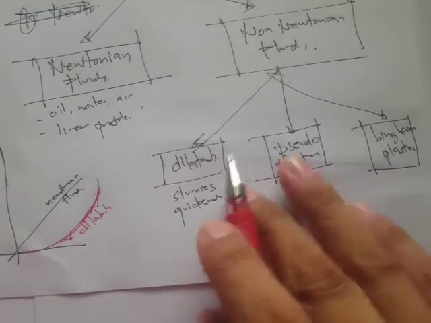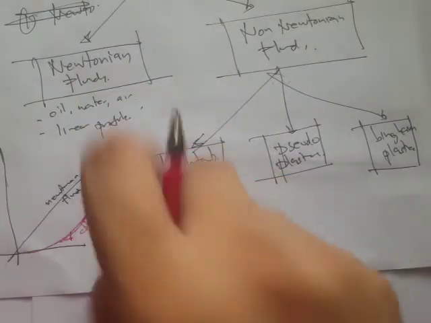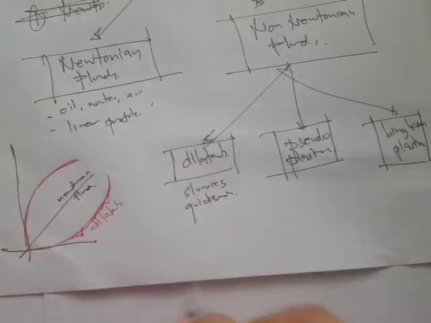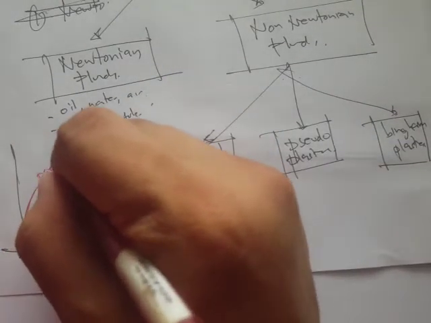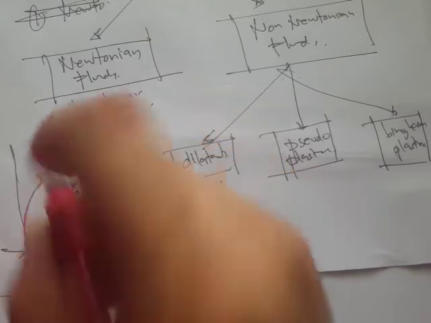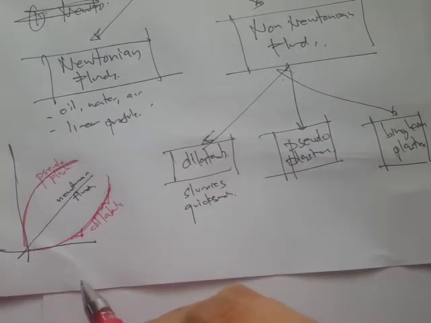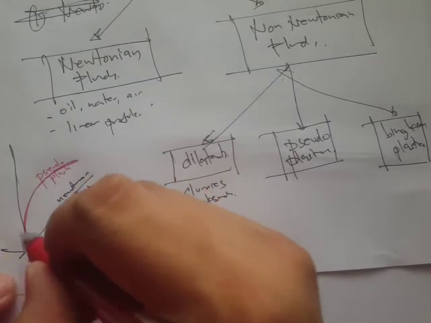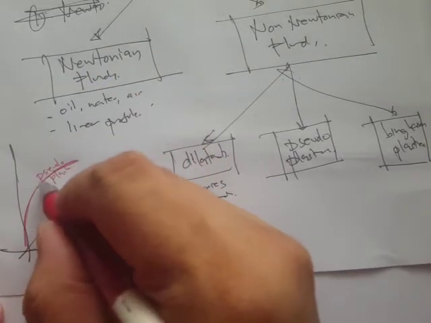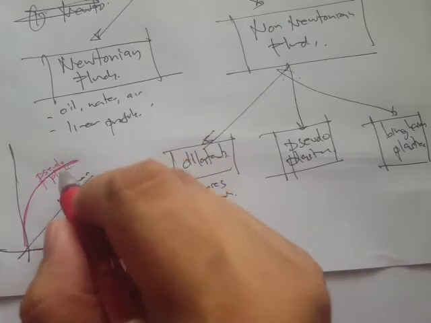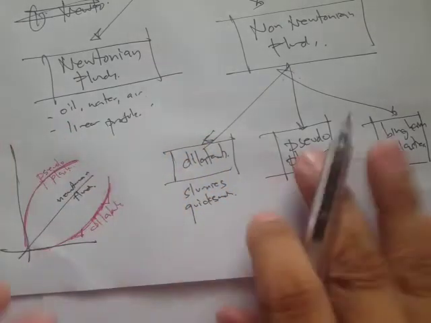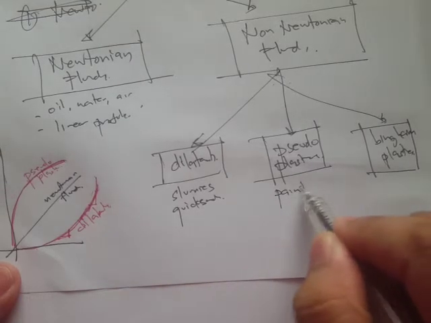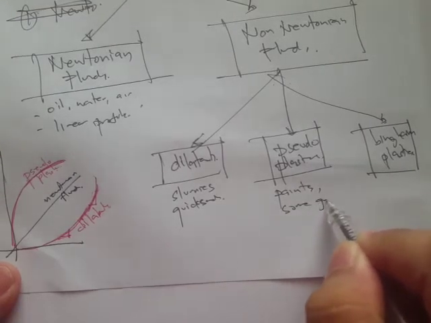Another class is the pseudoplastics. Now the pseudoplastics has a curve something like this. So at first it's very hard to cause the fluid to flow, but as the process progresses, it just gets easier, right? An example of this is paints. So at first it's very hard, and then some grease.